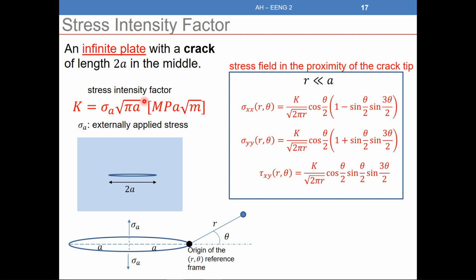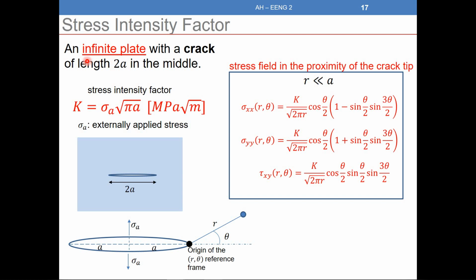The stress intensity factor is defined as sigma a times the square root of pi a. What's the square root of pi a and what's sigma a? Sigma a is the nominal stress, the applied stress. When we say small a here, sigma a means the applied stress, while a here represents the size of the crack. So these two are not connected. The a in sigma a represents applied stress. So the applied stress is multiplied by the square root of pi a.